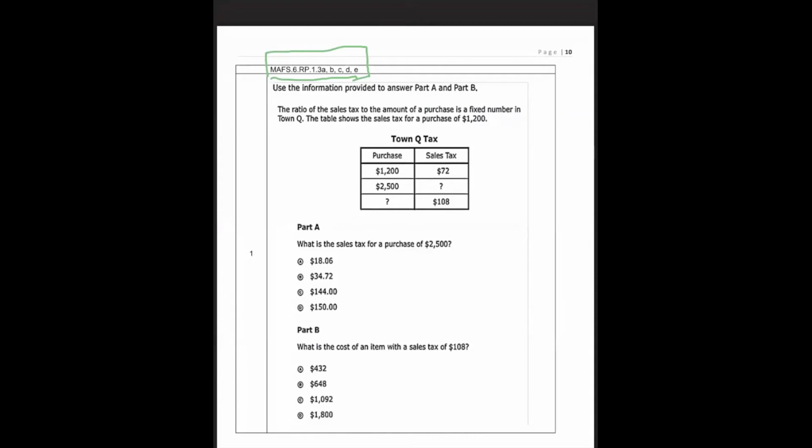So let's see. It says use the information provided to answer part A and part B. And I will say that the standard here is RP, which stands for ratios and proportions. So that's what we're going to be using for most of these problems. That's really cool. And it means that you're probably gonna understand this, so that's really good too.